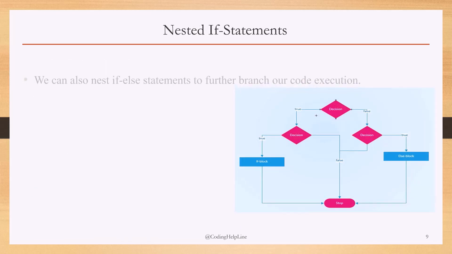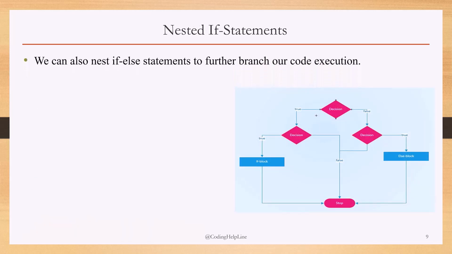Okay, now nested if statements. We can also nest if-else statements to further branch our code into execution. Look at this flowchart. This is the top level if block. If this if statement condition evaluates to true, it goes into this decision block. Or if it is false, it goes to take this decision.